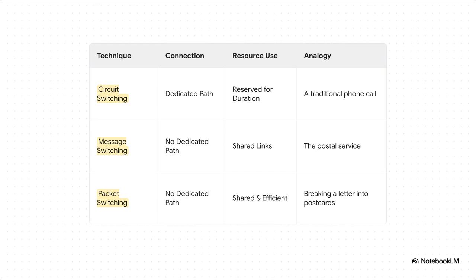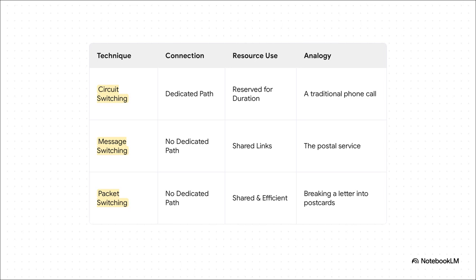Circuit switching is like an old-school phone call. You get a dedicated, private line for your whole conversation. Message switching is more like the postal service, where your whole letter travels from post office to post office until it gets there. But the internet relies on packet switching.